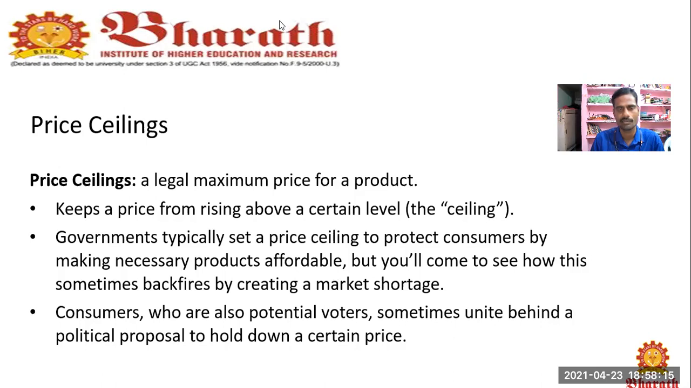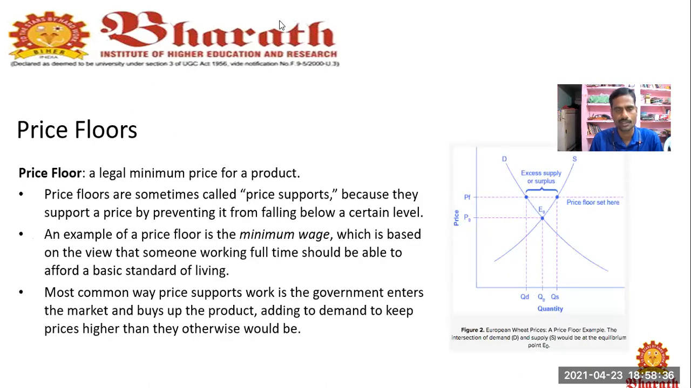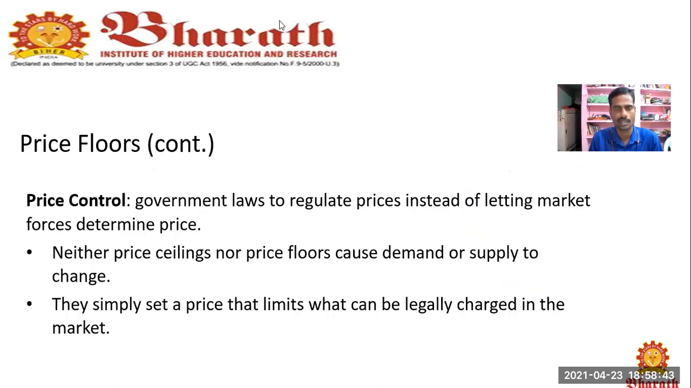Price ceilings, a legal maximum price for a product. We know that maximum retail price. There are 5 major consequences of price ceiling: shortages, reduced quality, wasted time and resources, deadweight loss, or a loss of gains from trade, and misallocation of resources. Price floors, again, a legal minimum price for a product. Price control is government laws to regulate prices.